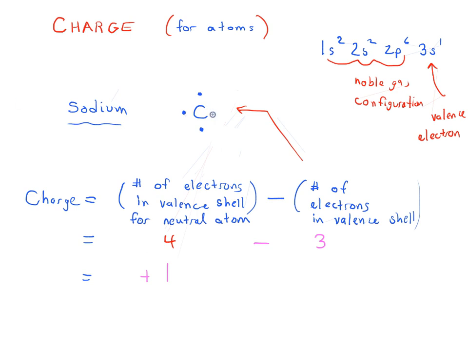And finally, let's say we go back to our neutral carbon, and we add an extra electron to our valence shell of carbon, so we would have a total of 5 electrons. Then we'd have 4 minus 5, or minus 1. That would be our charge on the carbon. Okay, so hopefully figuring out the charges on individual atoms isn't too challenging. Next, we're going to take the same concept and apply it to actual molecules.